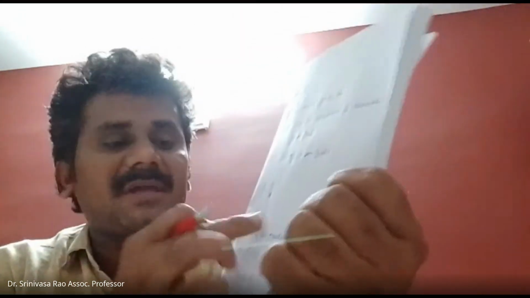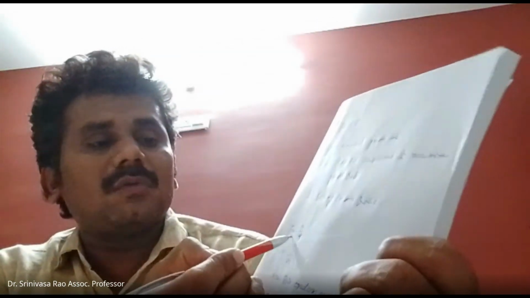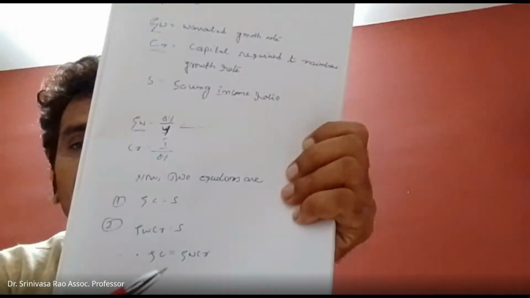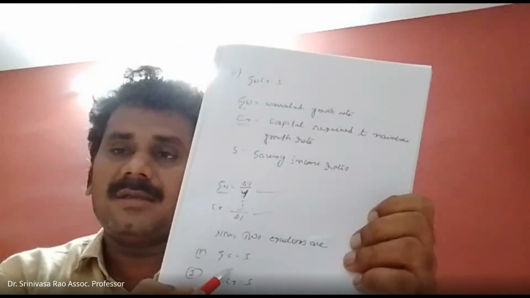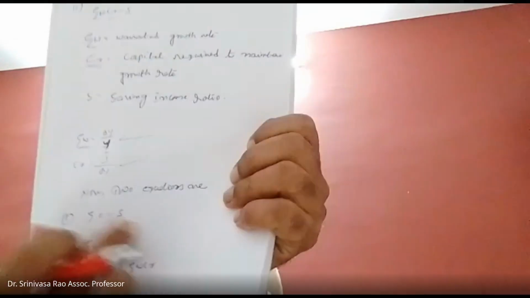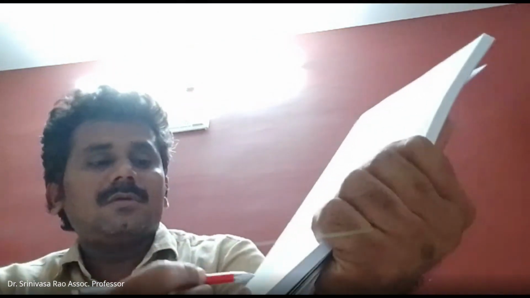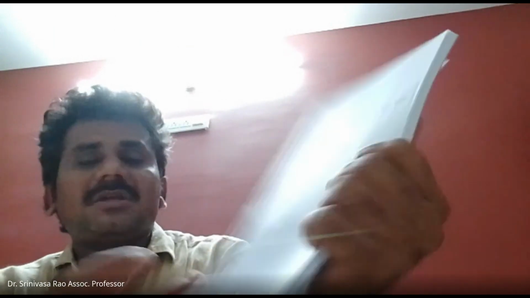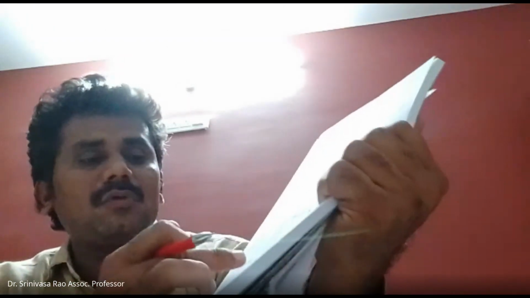Now these two equations can be written as GW CR is equal to S. What is GW? Delta Y by Y. What is CR? I by delta Y. So now take these two, first of all, G and C. GC is equal to S. So GW CR is equal to S. GC is equal to S. So GW CR is equal to S.